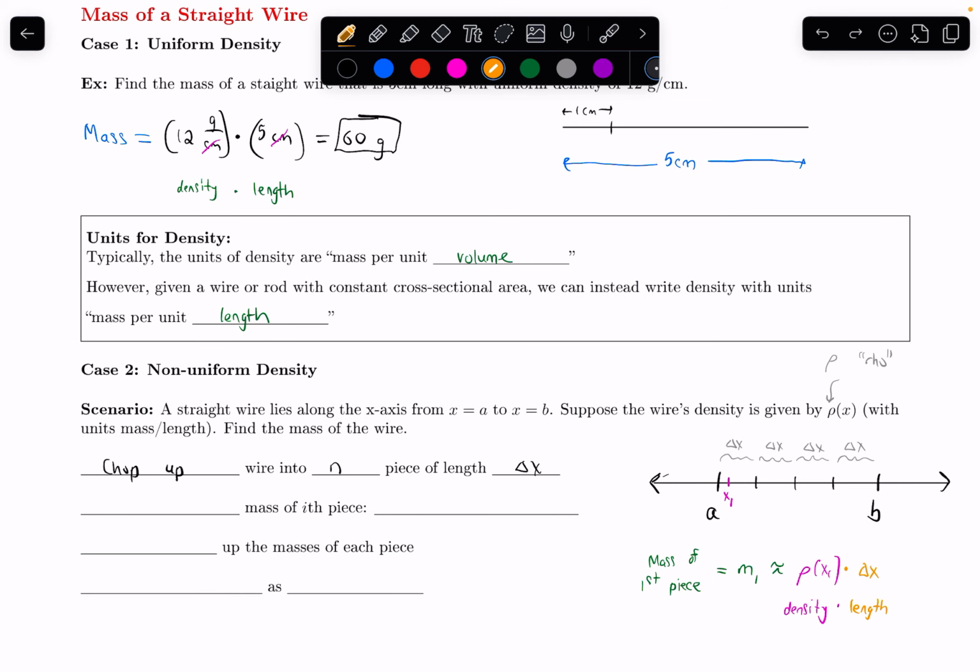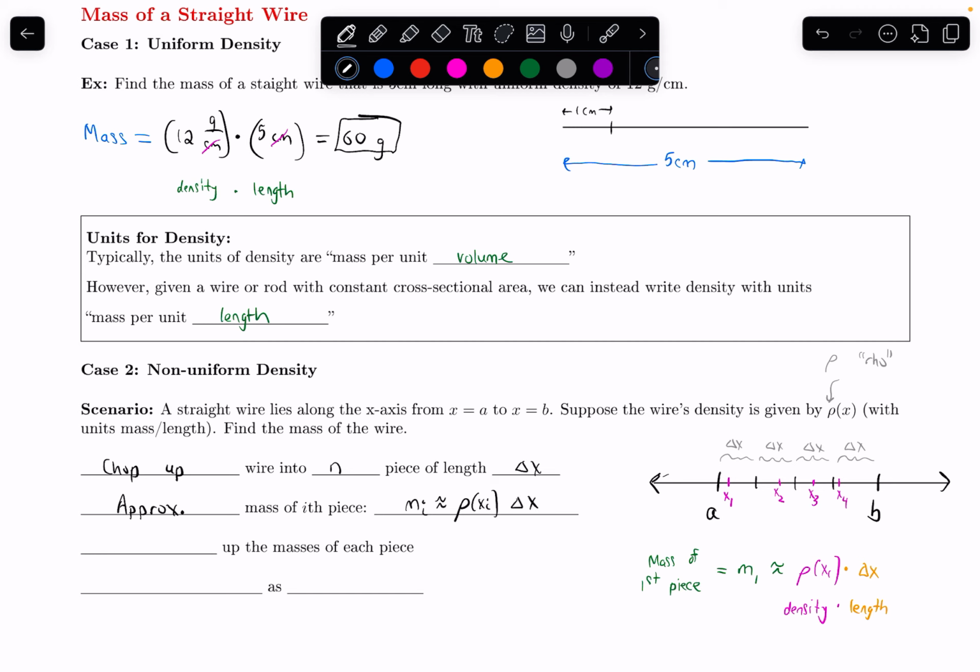So overall, this is an estimate for the mass of this first piece. I can similarly do that by picking test values in each of these intervals. Maybe in the next interval, the test value is somewhere over here, x2. Maybe the next one is right in the middle, x3. And maybe in the last one, it's way over to the left, and I'll call that one x4. Overall, we approximate the mass of piece number i, which I'll call m subscript i. That is approximately equal to the density when I plug in x subscript i, multiplied by the length delta x.